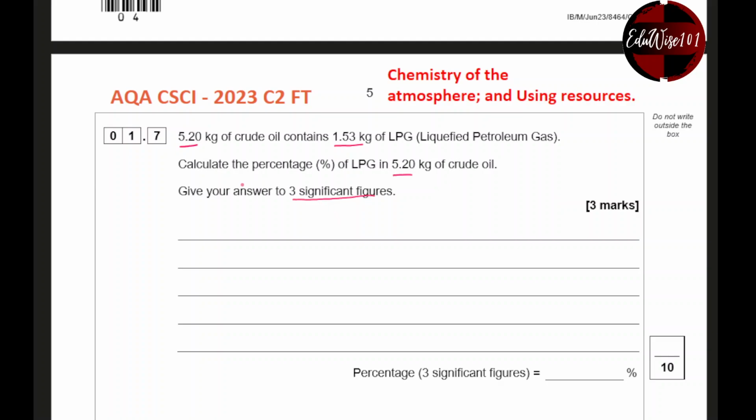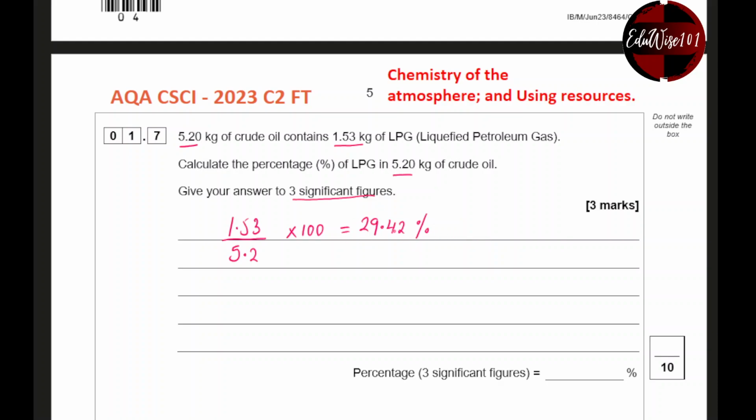So what is the percentage of LPG? Well, the LPG amount is 1.53. So 1.53 divided by the total mass, which is 5.2, and then you multiply that by 100, you should get 29.42%.